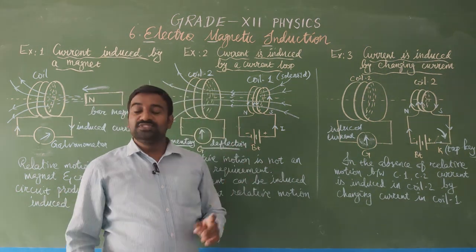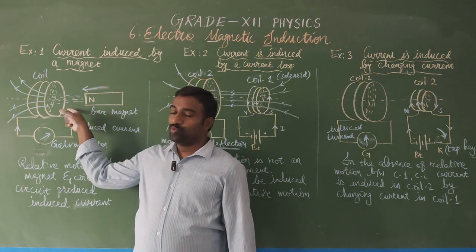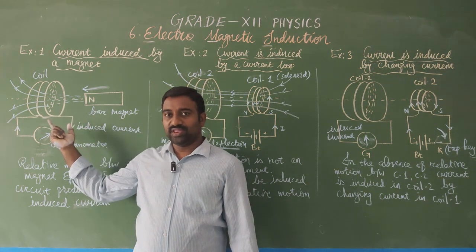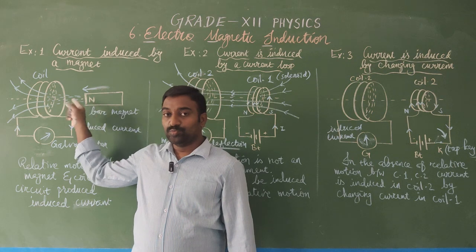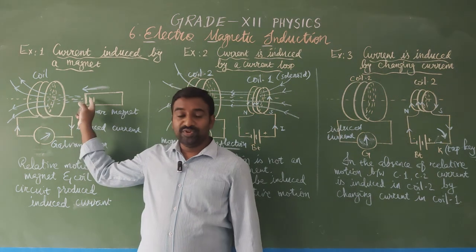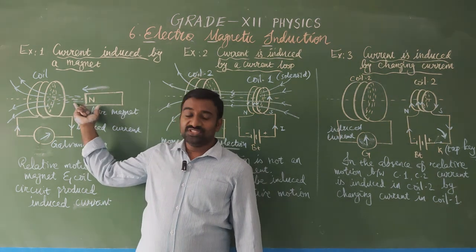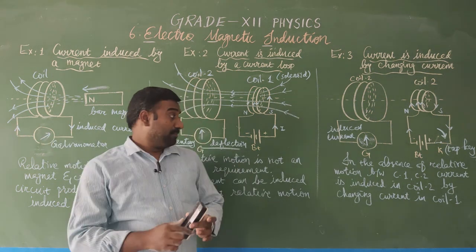Okay, suppose you ask a question, sir, do I have to move only the magnet, or is there no need to move the coil? Yes, you can move it. But either the magnet should move into the coil or the coil should move into the magnet. So the relative motion induces the current.